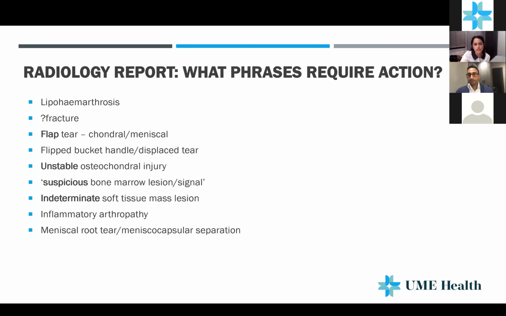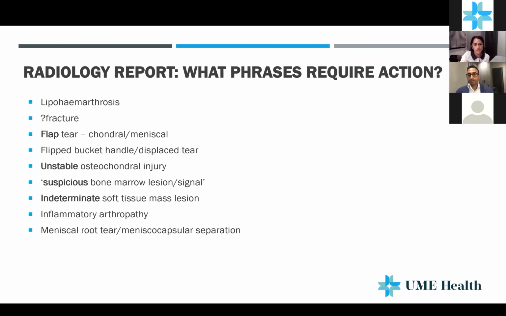Certain key phrases that you need to act on if you see in a radiology report. So lipohemarthrosis, it means that there's leaking bone marrow. You need to hunt for the fracture. So they need a further imaging test. If there's a flap tear, again, that's unstable.